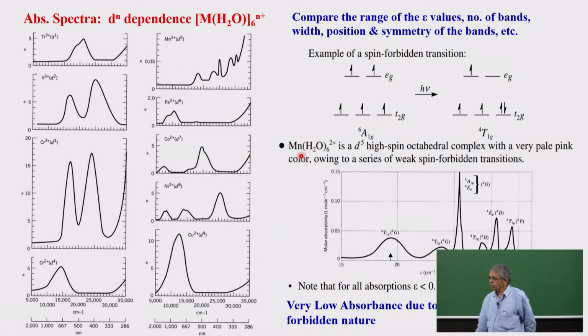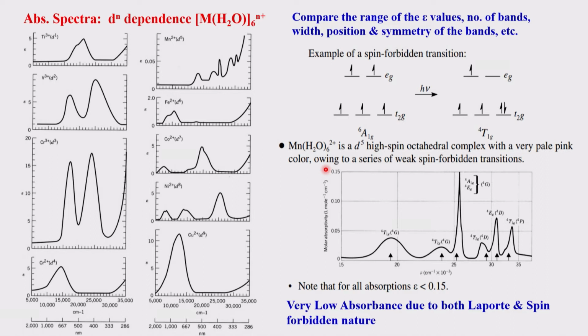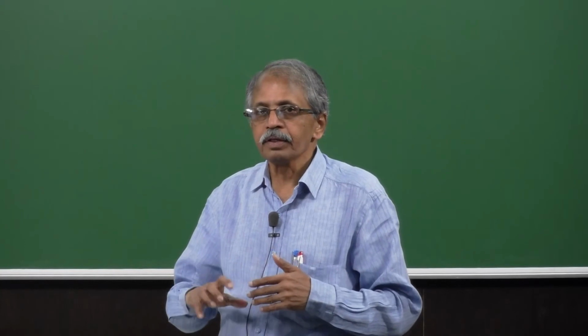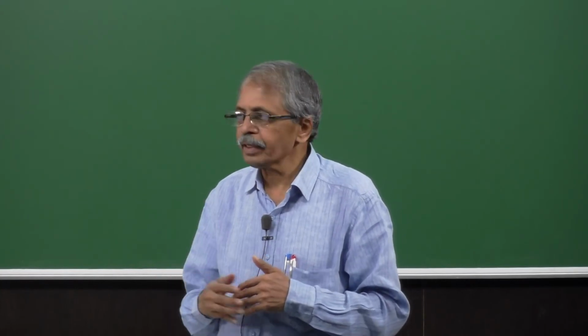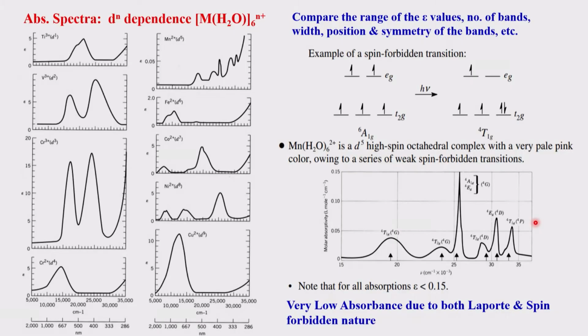So another example shown here, the manganese water complex, shown in an expanded version, but why it is shown expanded is to look at the y-axis and appreciate 0 to 0.15. So very low absorbance value, very low epsilon molar absorptivity value. This is because we have already seen earlier in the previous class, these transitions in the d5 with a high spin are both Laporte forbidden as well as spin forbidden. Both of these things are there. So therefore they are very weak and very sharp as well.